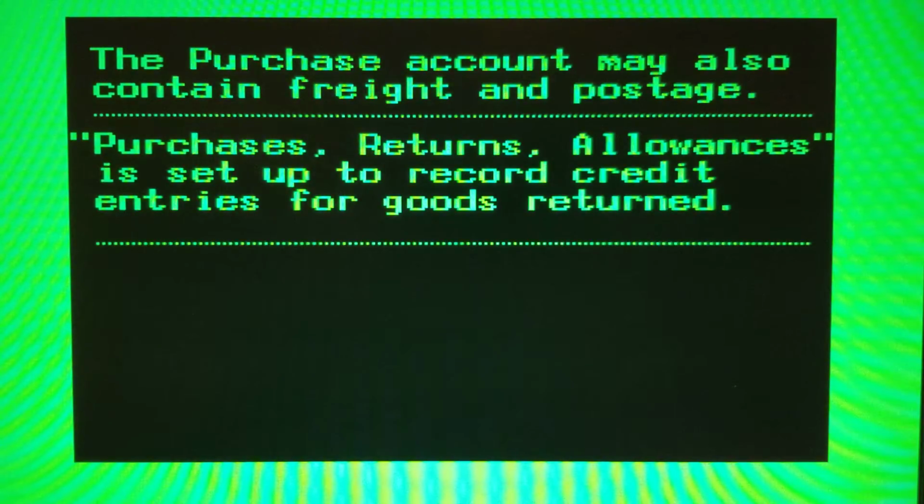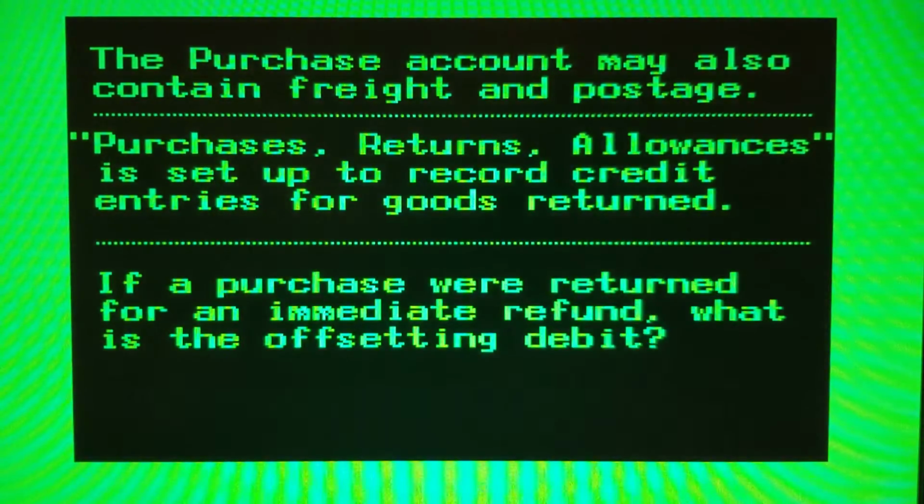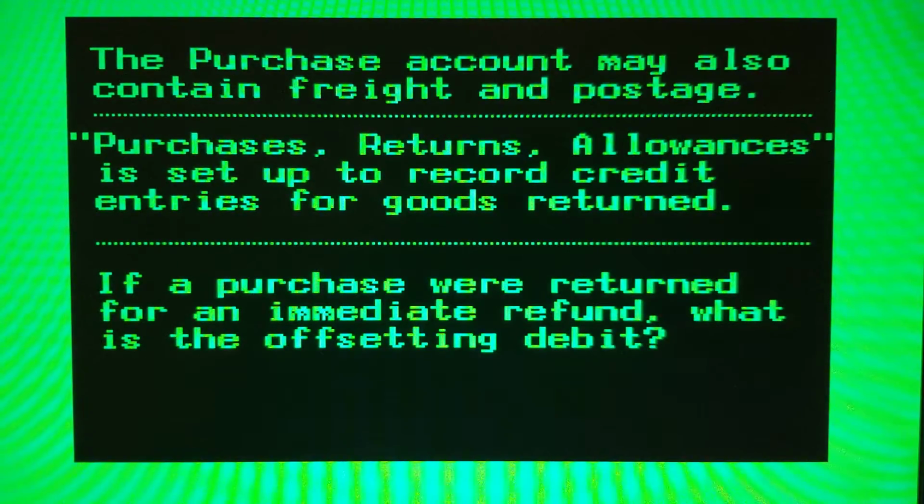The purchases account may also contain entries for freight or postage which directly apply to the goods received. A purchases, returns, and allowances account is set up to record credit entries for goods which are returned to suppliers for some valid reason. The offsetting debit for purchase returns is usually to accounts payable. If a purchase were returned to a supplier for an immediate refund, which is unlikely, what is the offsetting debit?